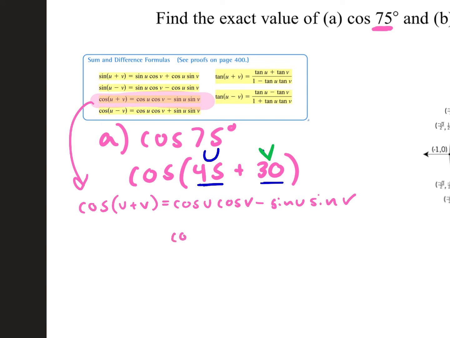So here I'm trying to find cosine of u, which is 45, times cosine v, and we said v is 30, minus sine of u, which is 45, times sine of v, which is 30.